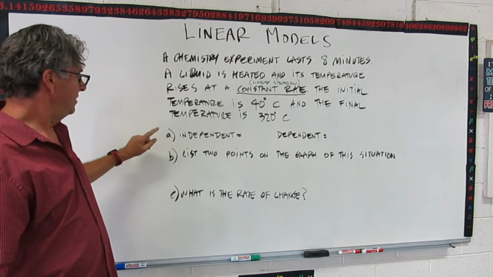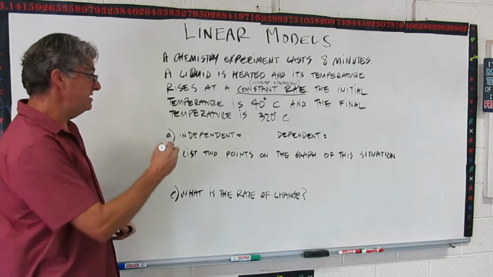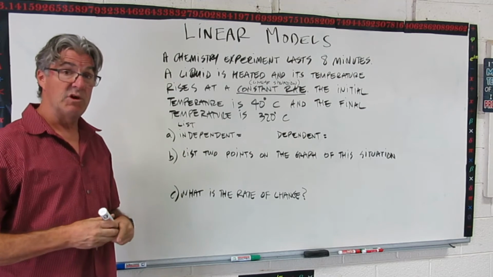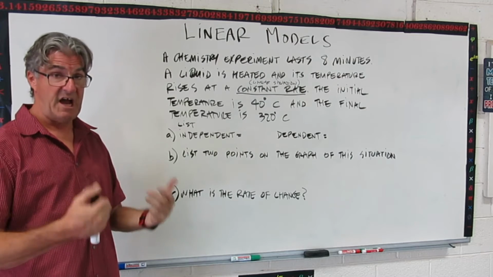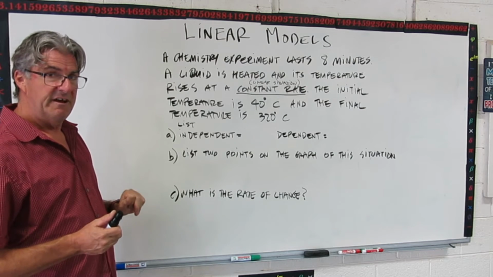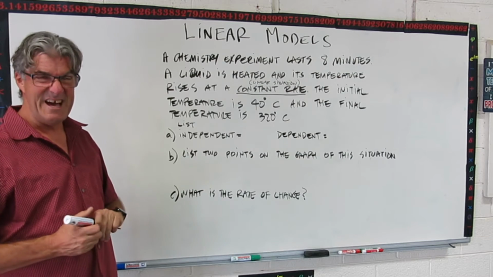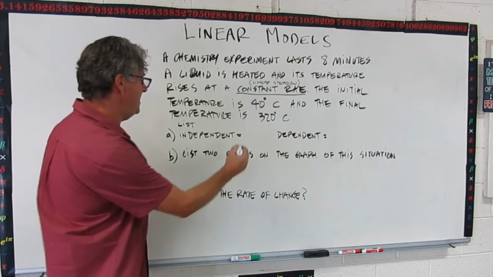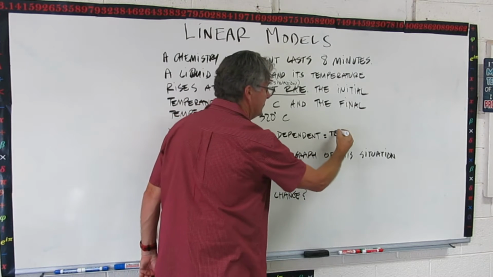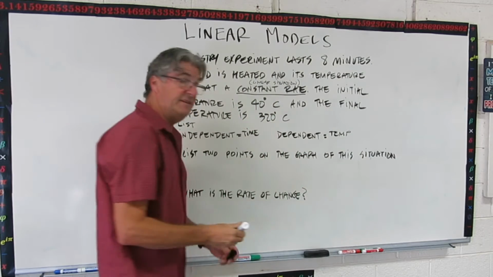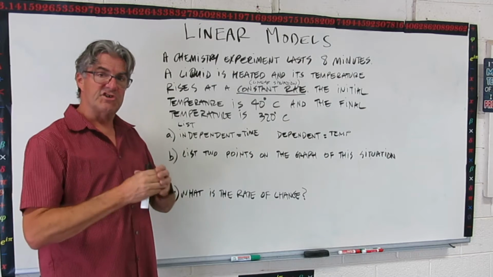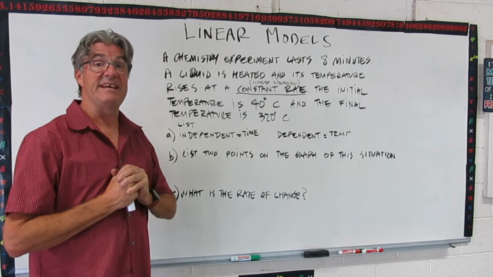First thing, list the independent and dependent variables. And notice how I said list. List is that IB keyword that means you can just do that without calculating. So think about that. Pause the video. And hopefully you remembered that time is almost always independent. So time is here and temperature is the dependent variable. And this makes sense because the temperature of the liquid is a function of how much time it has been heating.